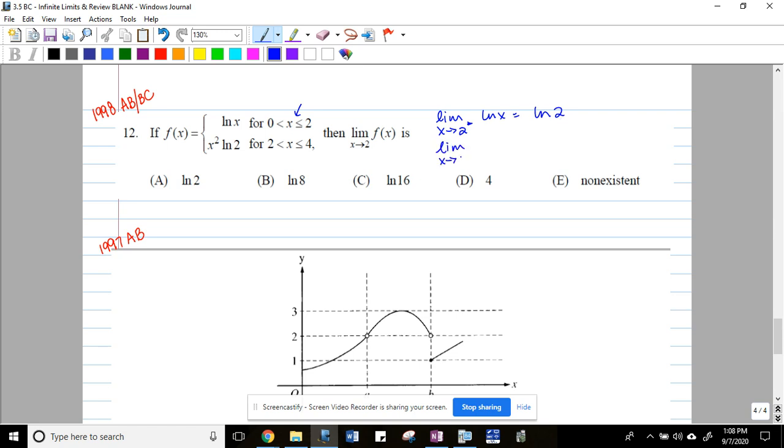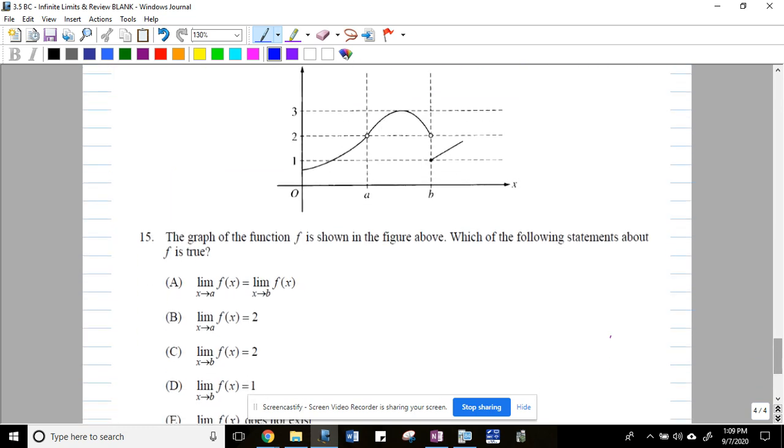What happens if we plug this into the right? Approach 2 from the right of x squared natural log 2. Now you're getting 2 squared is 4 times natural log 2. If you want to get fancy and remember all of your log rules, that's this guy. So check out your options. Natural log 2 and 16 both show up, but you're getting different values on the left and the right, so non-existent is our solution. There is no limit as x approaches 2 in general of f of x.